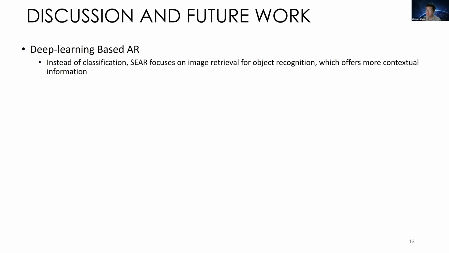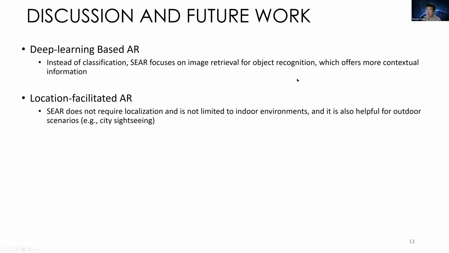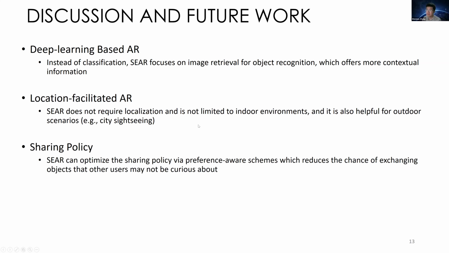Here is a discussion of future work. Instead of classification, SHARE focuses on image retrieval for object recognition, which offers more contextual information. And SHARE does not require localization and is not limited to indoor environments, and is also helpful for outdoor scenarios. About the sharing policy, SHARE can optimize the sharing policy with preference-aware schemes, which reduce the chance of exchanging objects that other users may not be curious about.